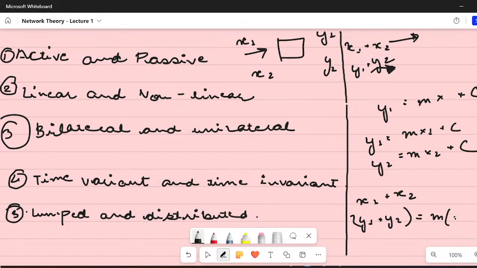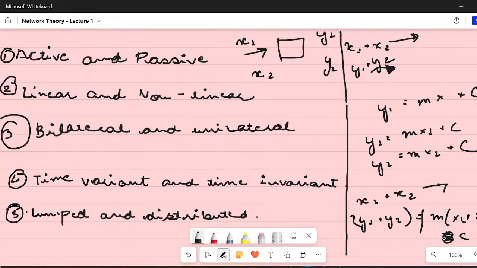So the output comes out to be m(x1 plus x2) plus 2c, which is not equal to y1 plus y2. And so it is not a homogeneous system, and hence it is not linear. A linear system would essentially be homogeneous, reciprocal, and will follow the principle of superposition.